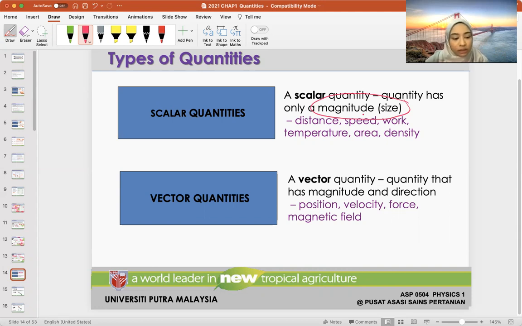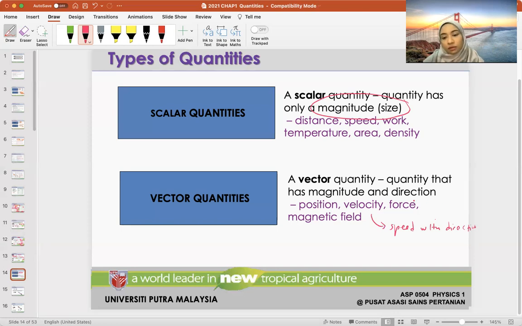So scalar quantities only give you the magnitude. And then we have vector quantities, which gives you the position and gives you the velocity. Velocity is basically speed with direction. Okay, velocity is speed with direction.